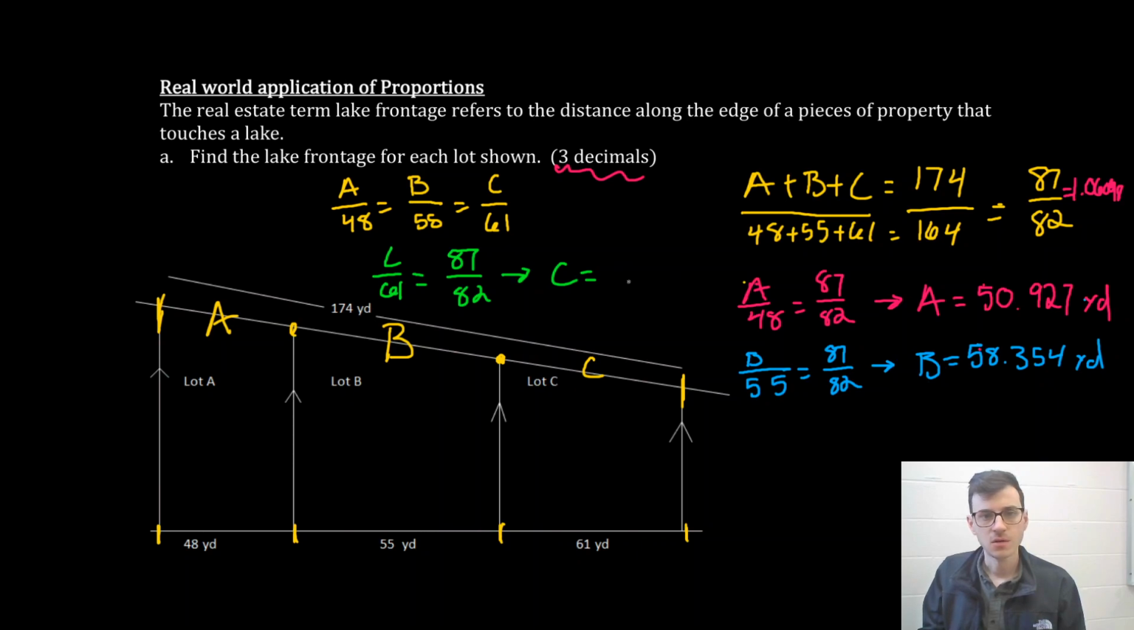64.7195, so that would be 64.720. I leave the 0 on there so that you know I rounded to that 0. I didn't just chop something off. Okay, yards. Nice. Okay, so here's all of my values.